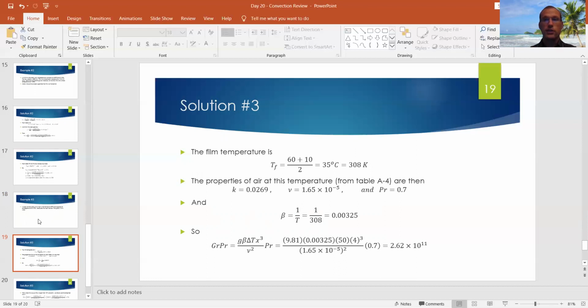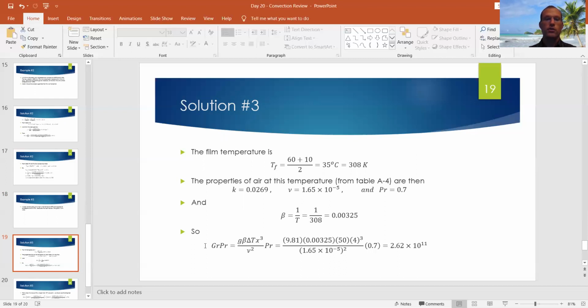So again, standard procedure as usual, film temperature. In this case it is 35 degrees Celsius, 308 Kelvin. Properties of air at this temperature from the table. I am dealing with standard pressure here, so I can use kinematic viscosity from the table. The other thing I need for this case, because I'm dealing with free convection, is that the Grashof number has a beta in it, a volume coefficient of expansion. For any gas, that is just 1 over the temperature in Kelvin.